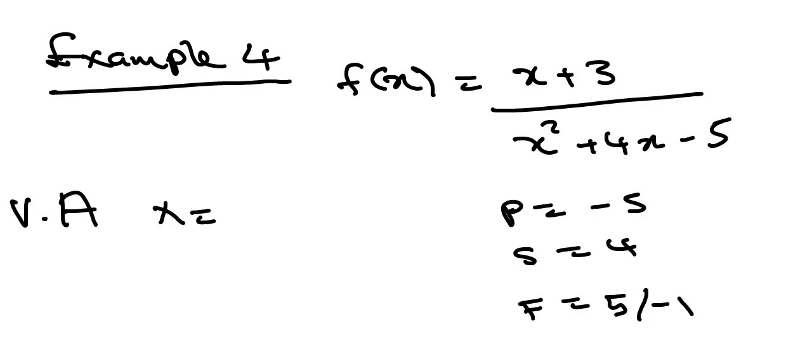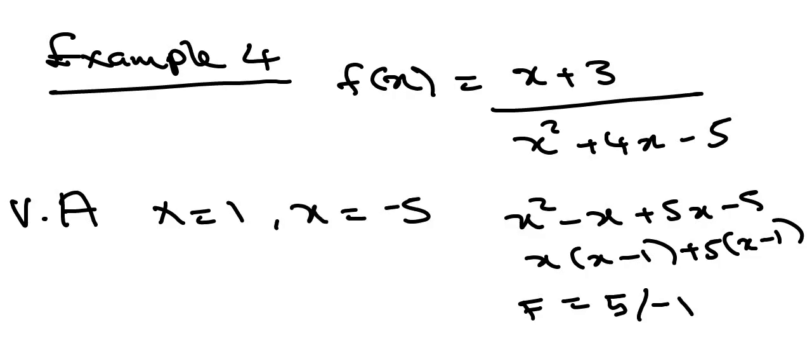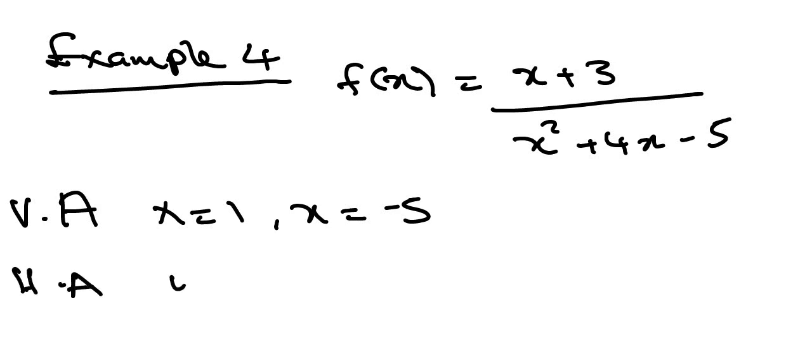Oh, so I made a mistake in saying negative 4. So we're going to say x squared, then minus x, then plus 5x, then minus 5. This is going to be x minus 1 and x plus 5. So we're simply saying x is equal to 1 and x is equal to negative 5. When you solve the down part, those are going to be your vertical asymptotes. Now for the horizontal asymptote, we said it's fixed as well: y is equal to 0.